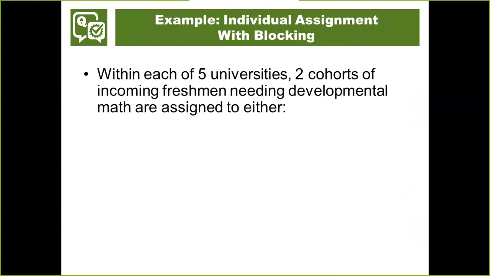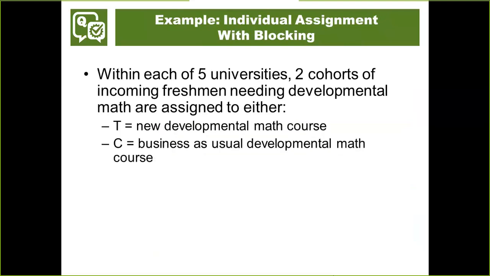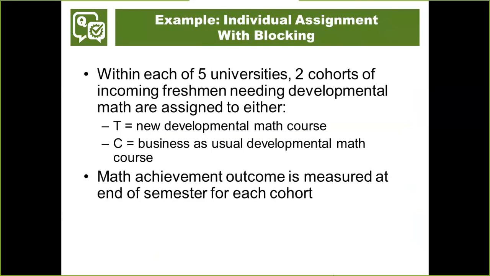As an example of individual assignment within blocks, consider a study where within each of 5 universities, 2 cohorts of incoming freshmen needing developmental math are randomly assigned to treatment or control conditions. Math achievement outcomes are measured at the end of the semester for each cohort.